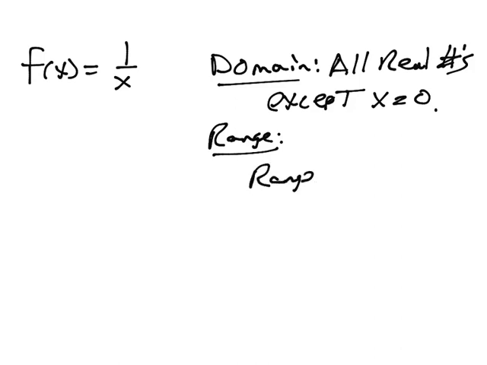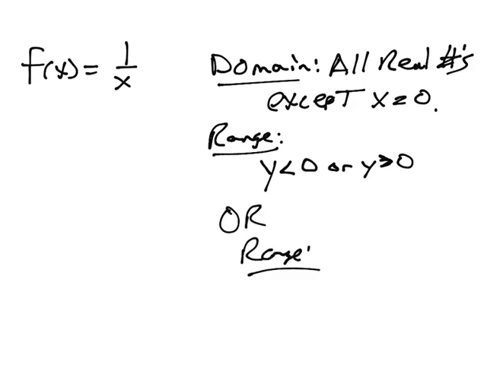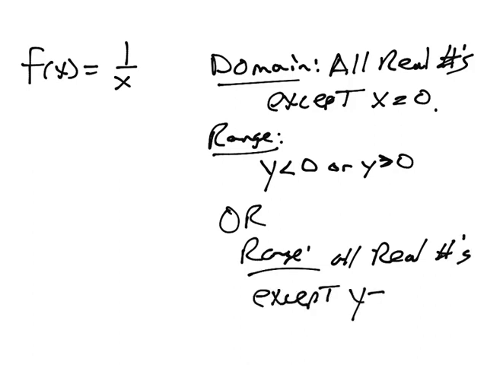The range is, I can write it in two ways. The y's, the outputs will always be negative or positive. That's one way of writing it. Or you can simply say the range is all real numbers except y equals 0.